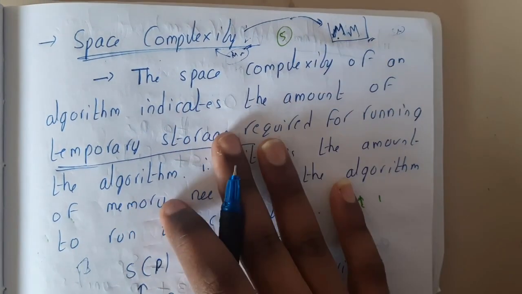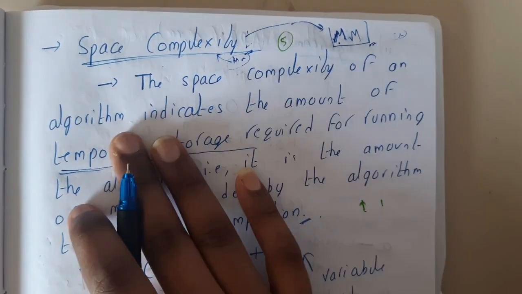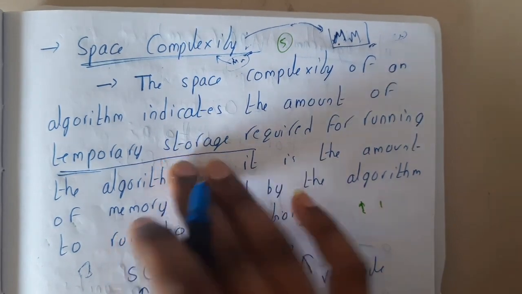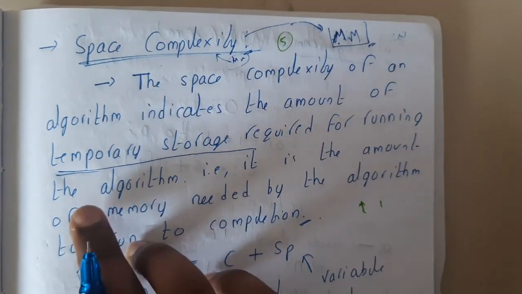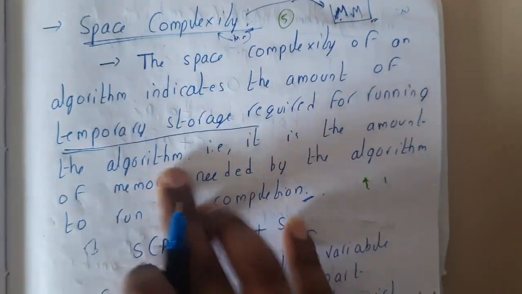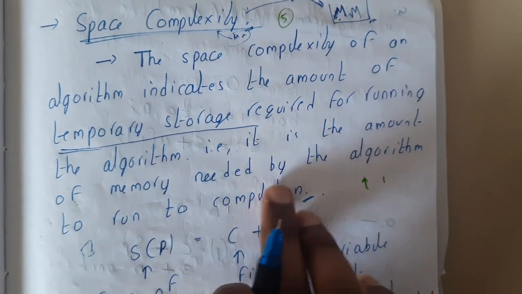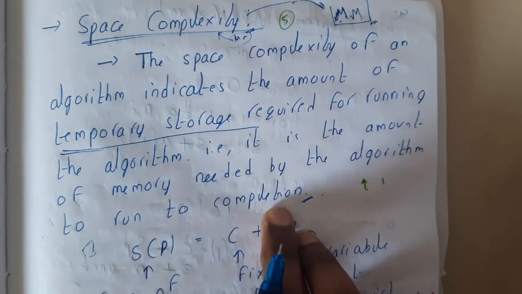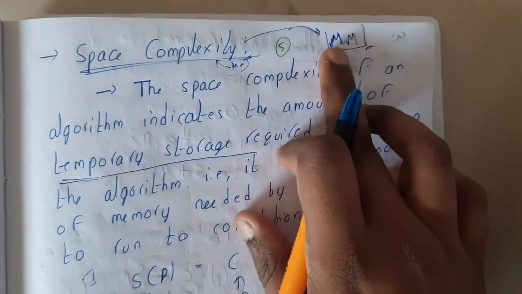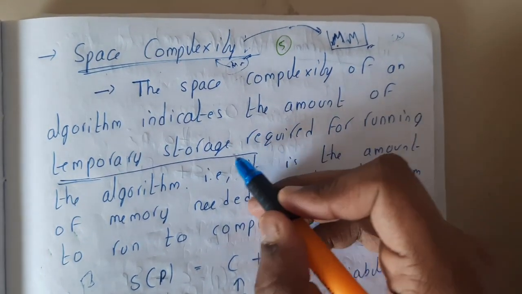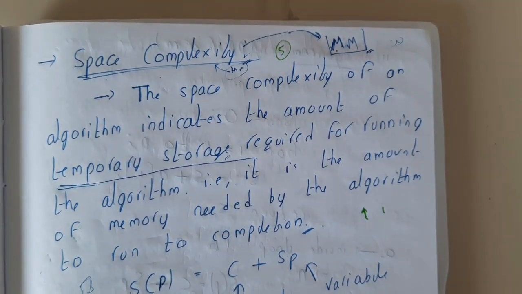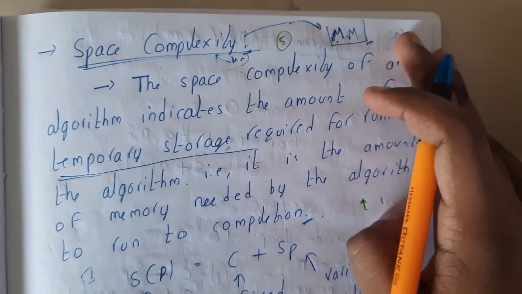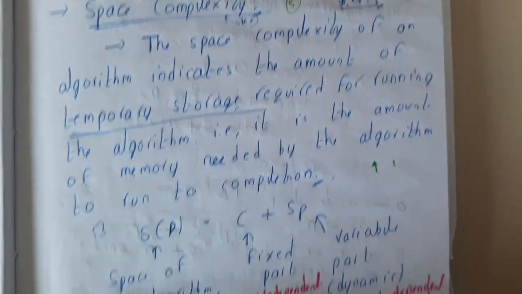Okay, so space complexity. The space complexity of an algorithm indicates the amount of temporary storage required for running of the algorithm. That is the amount of memory needed by the algorithm to run to completion. That is nothing but the main memory. Main memory, we know, is nothing but a temporary storage. I hope everyone got a clear idea on this. Let us continue.